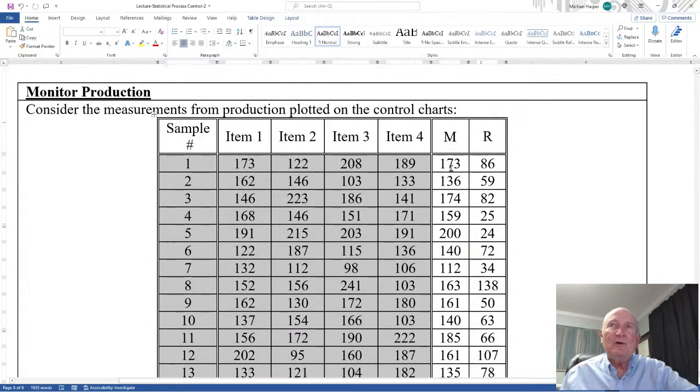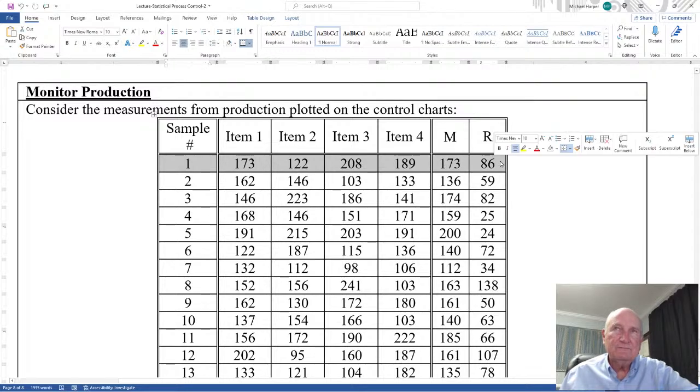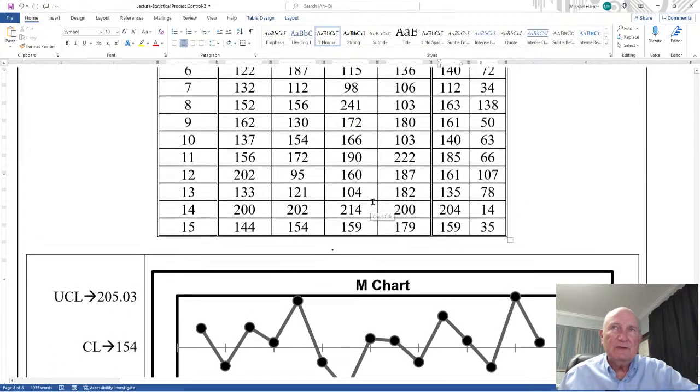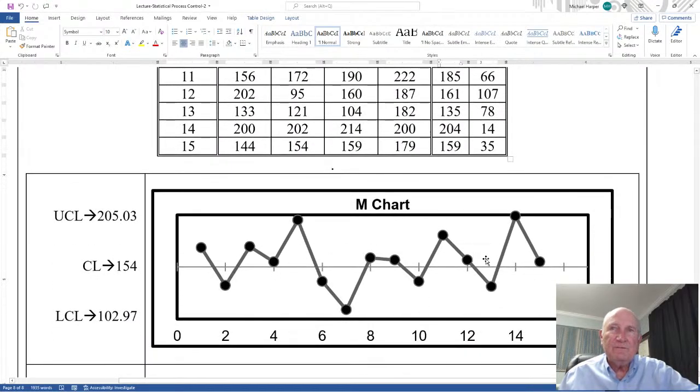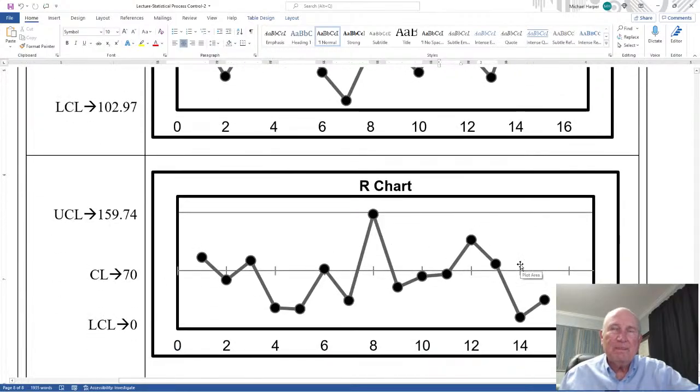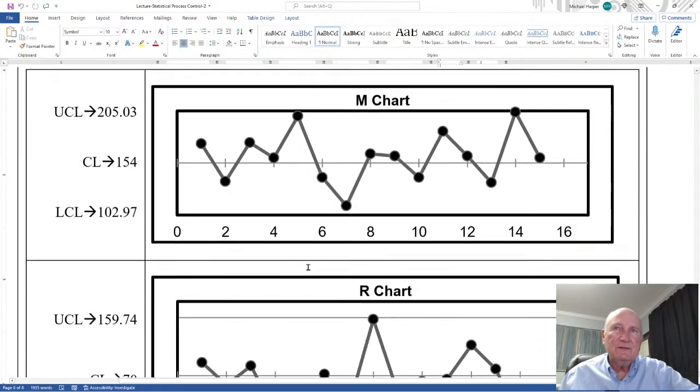For each sample, we calculate a mean, M bar, and an R bar. Okay? And down here, we plot the M chart. So all of these numbers are plotted here, and all of these numbers are plotted down here. Bing, bing, bing. And so there's our chart.